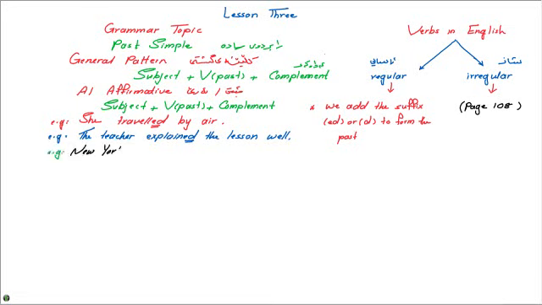New York population grew faster than before. Here we have the verb grew. It's an irregular verb. Because the base we have grow. When we change it to past, it becomes grew. And for PP we have grown.